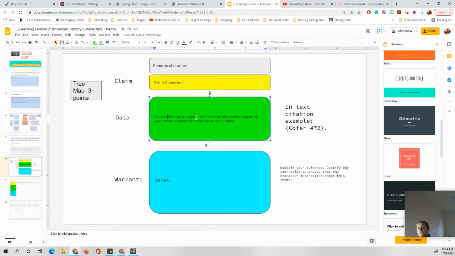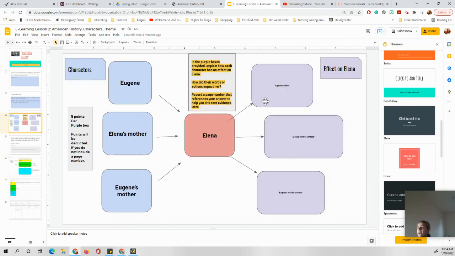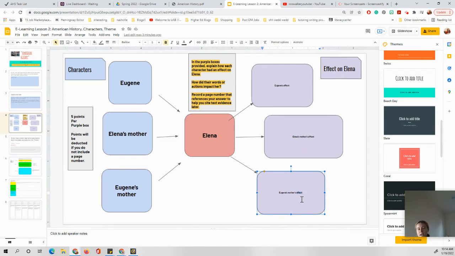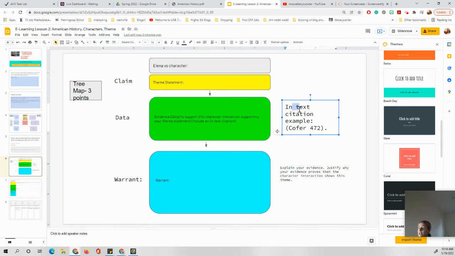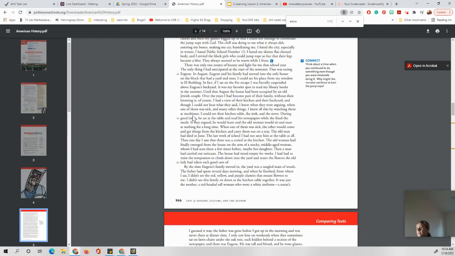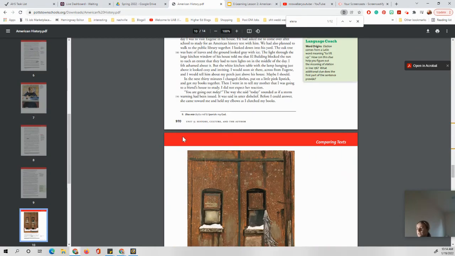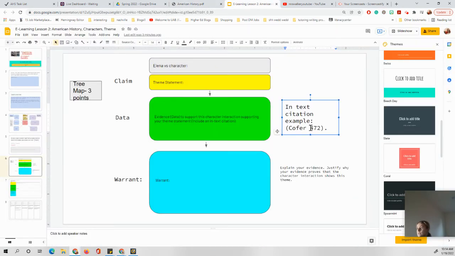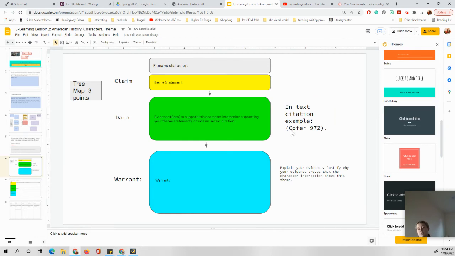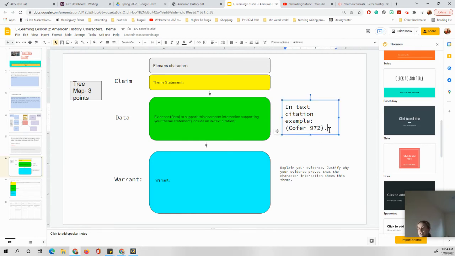Evidence. This is our data. This is going to be evidence to support this character interaction that's going to support our theme statement. You're going to go back to here and look up the page number you wrote down to get a strong, direct quote to help you support it. Make sure you cite your example. So let's say that you went to 972. That's how I want you to start practicing your MLA in-text citations, okay?